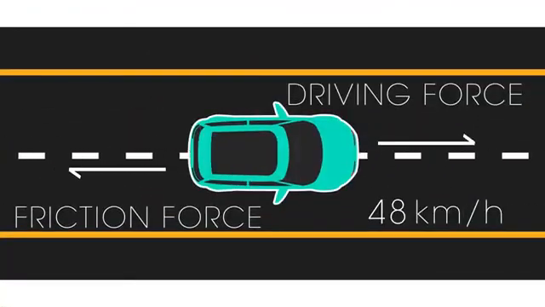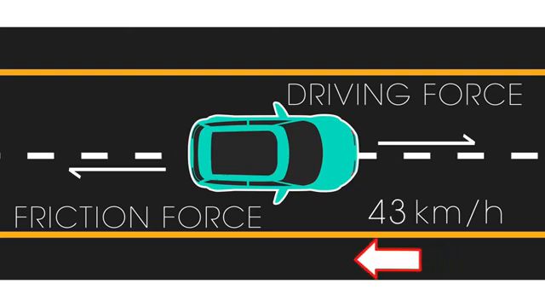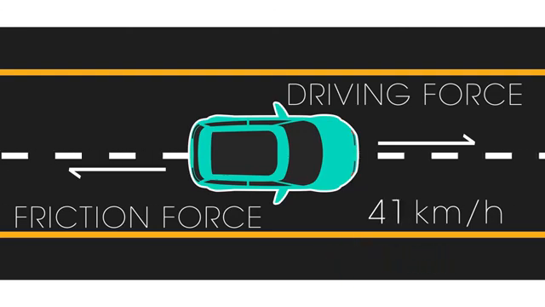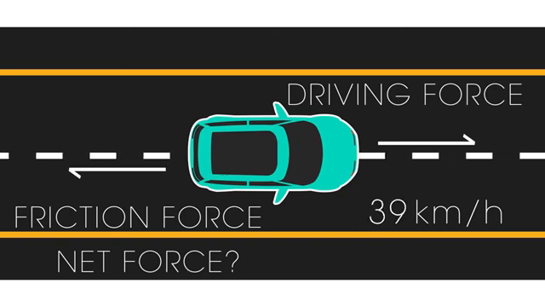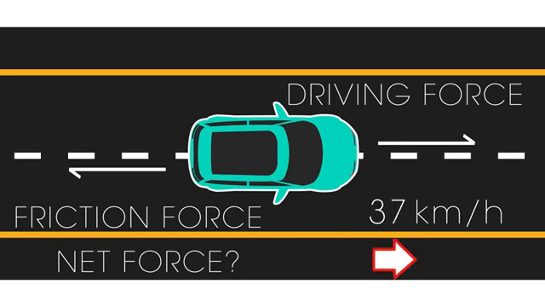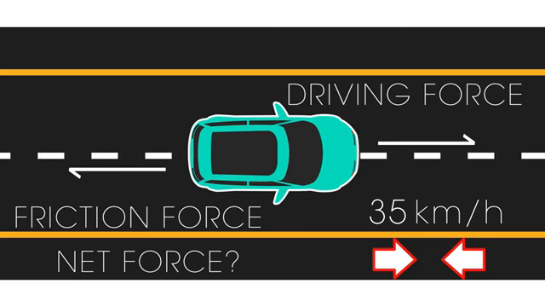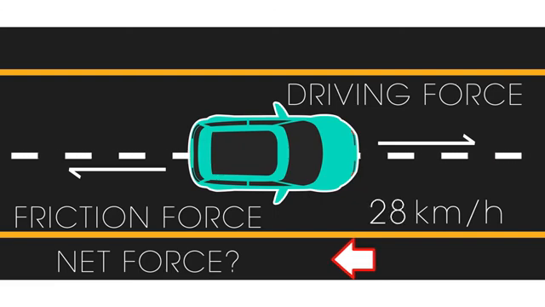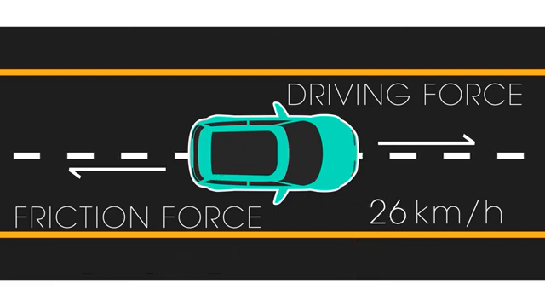So try this one. The car is slowing down. The arrow shows its velocity, which is getting lower. What direction is the net force on the car? Is it forwards or backwards? Yes, the force has to be against the forward motion to enable the car to slow down.